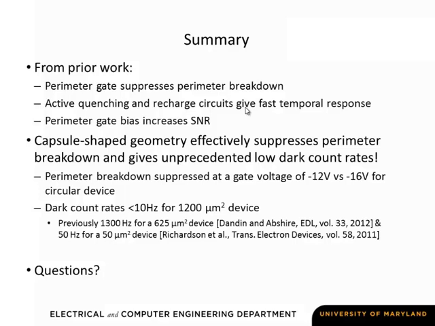The circular device, or a previous version of the circular device that we worked with, that was the device we were reporting the signal-to-noise results for, was giving us about 1300 hertz dark count rate for a 600 micron square device. Other results, the lowest result I've seen in the literature is about 50 hertz for a 50 micron square device. So we're well above that in area and well below that in dark count rate.